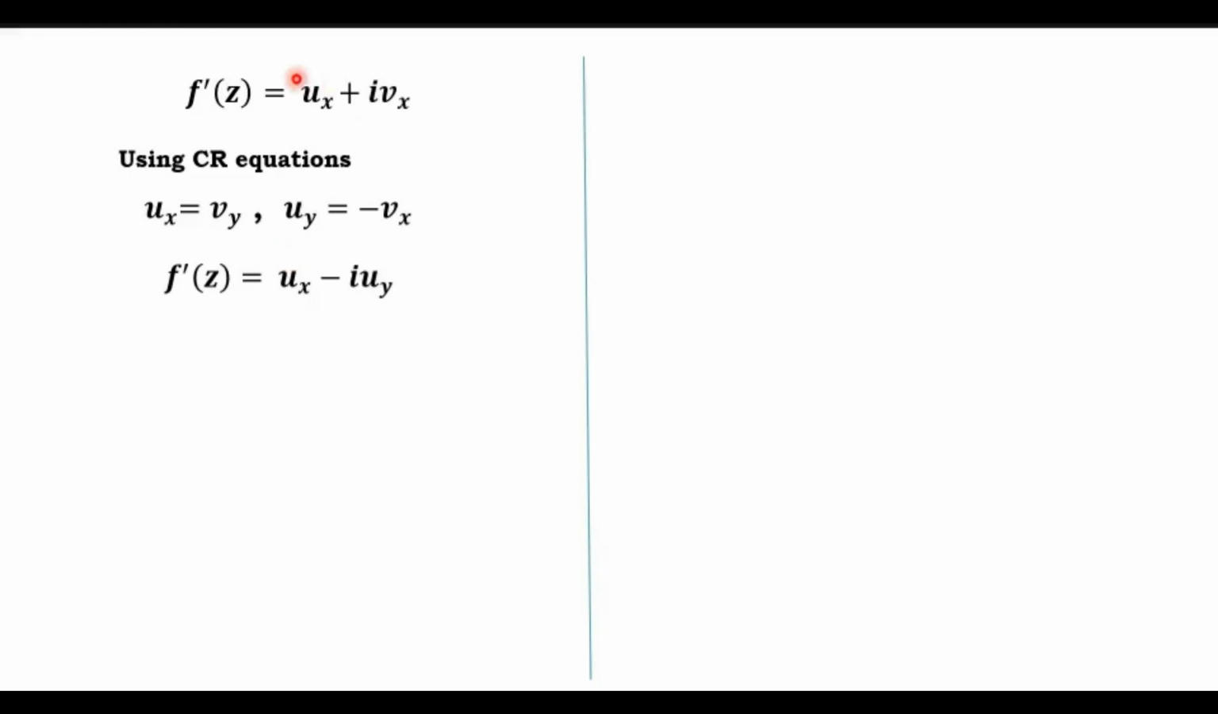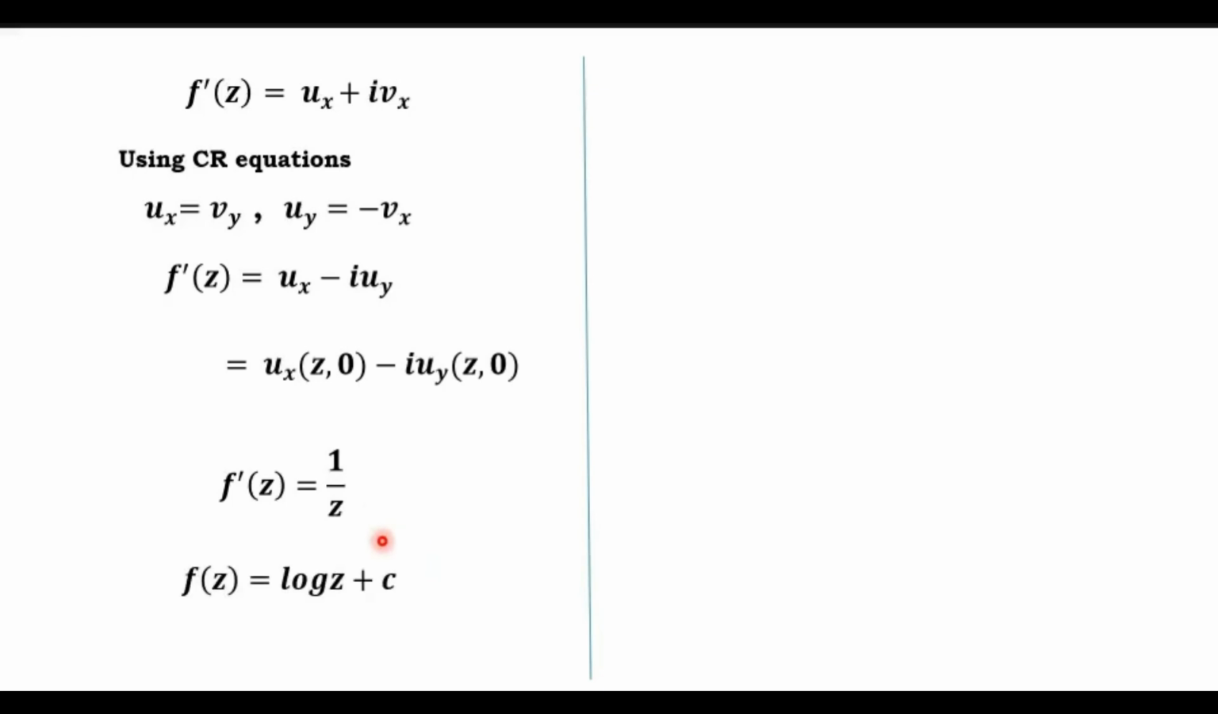So we will get f dash of z to be equal to ux minus I into uy. Substituting for ux and uy, ux is 1 by z, uy is 0. Substituting those values, we will get 1 by z because uy is 0. So f dash of z is 1 by z, f of z is equal to log z plus c. This is the second part, finding the analytic function f of z. पहले हमने प्रूव किया कि it is a harmonic function. उसके बाद हमने analytic function निकाला है.